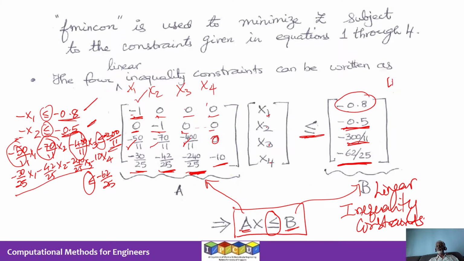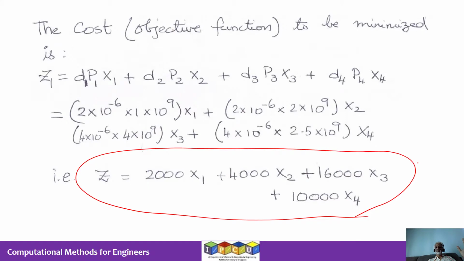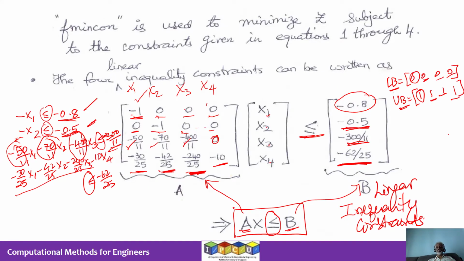And the lower bounds for x1, x2, x3, x4 are 0, 0, 0, and 0. The upper bounds for x1, x2, x3, x4 are 1, 1, 1, and 1. That means x1 can be between 0 and 1. That's why it's the lower bound and the upper bound. Likewise, x2 could be between 0 and 1, and the same for x3 and x4. So we have the cost equation, which will be minimized, subject to these matrix inequalities and subject to this lower bound and upper bound for the decision variables.